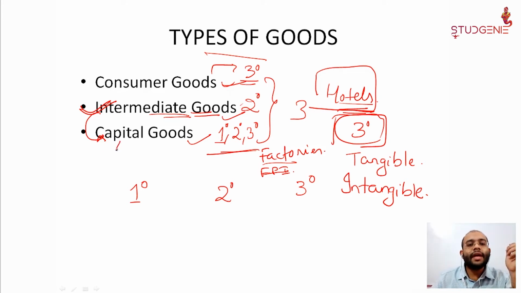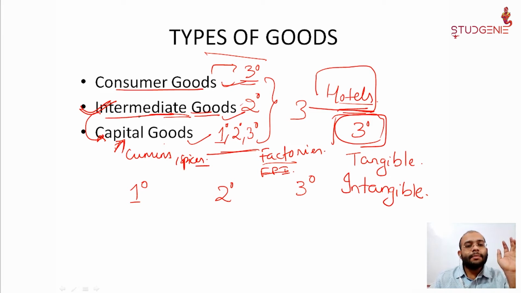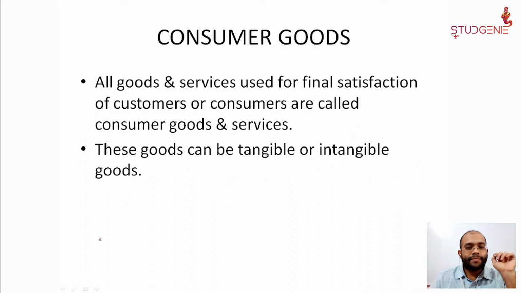So for them, they are also capital goods, cumins, spices and all. Okay. So these are the differences between consumer goods, intermediate goods and capital goods. Let's deal with it in detail.